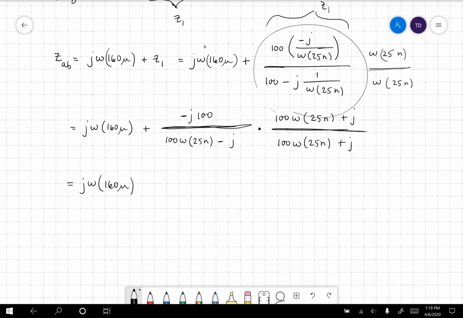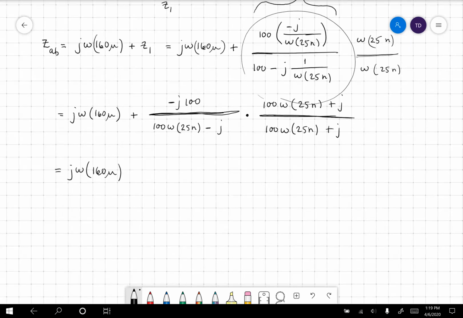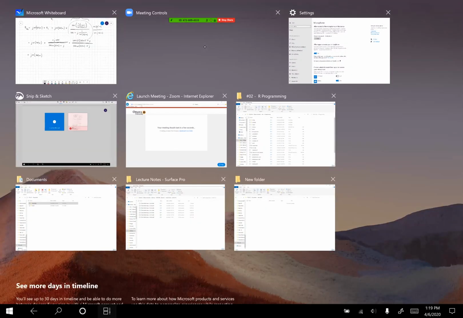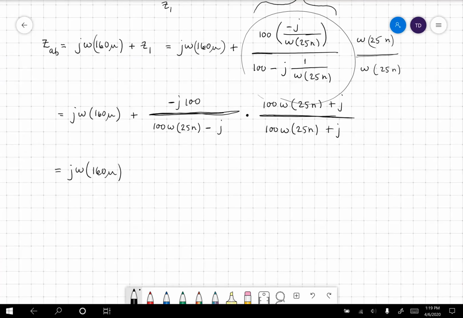So we're going to multiply the numerators. And then the denominator, I'm going to write it out in front. Here's the denominator: 1 over 100 squared omega squared 25 nano squared plus 1.